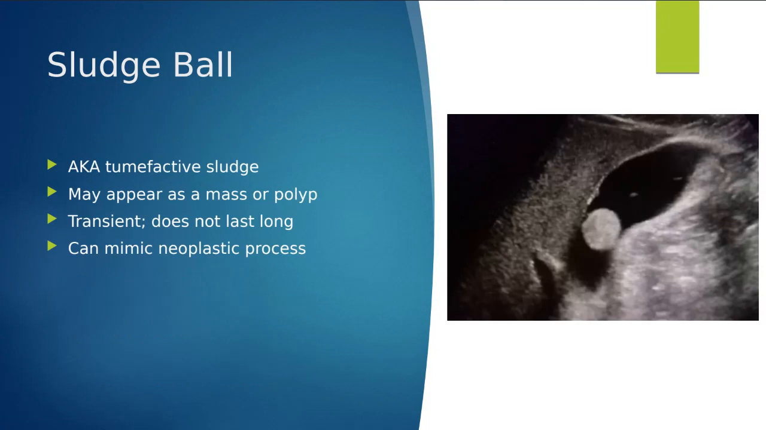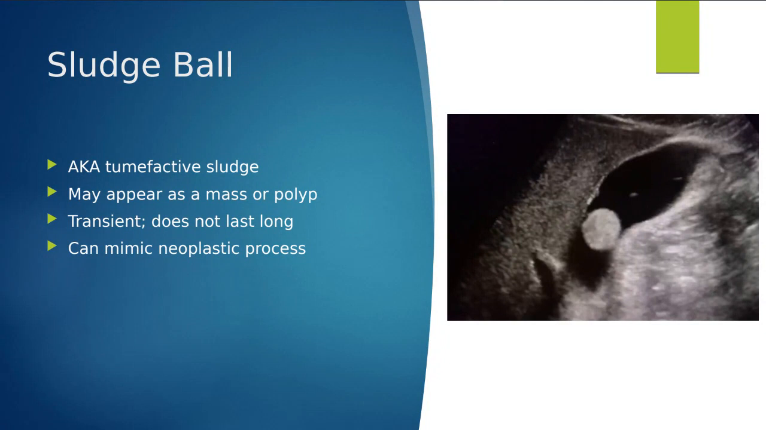Next, we have a sludge ball. So this is basically when sludge decides to take a very circular shape. And it is, in fact, just regular sludge, but we need to be aware that sludge can take on this appearance, and we need to know that we're not going to confuse it for a mass or a polyp.